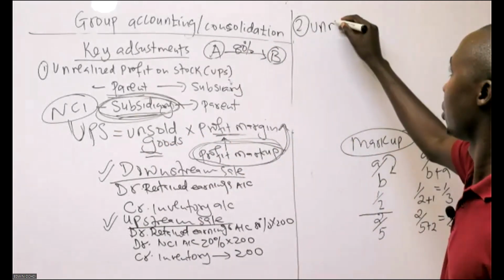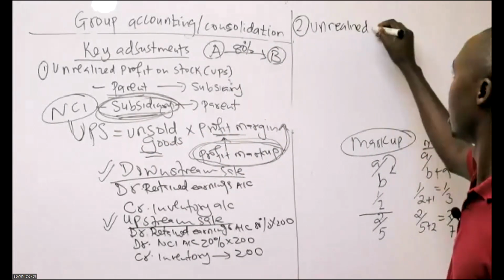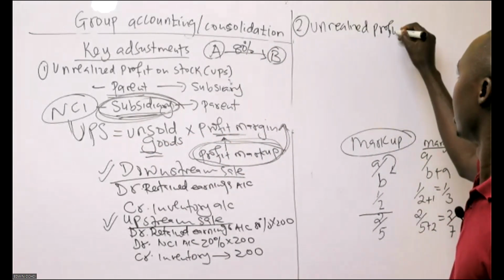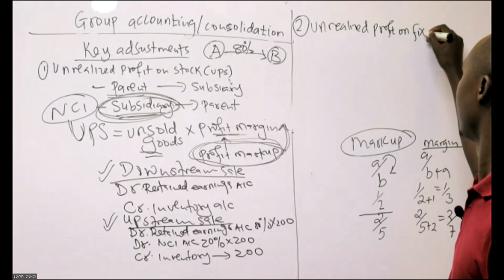Then number 2 is what about unrealized profit on the fixed asset.